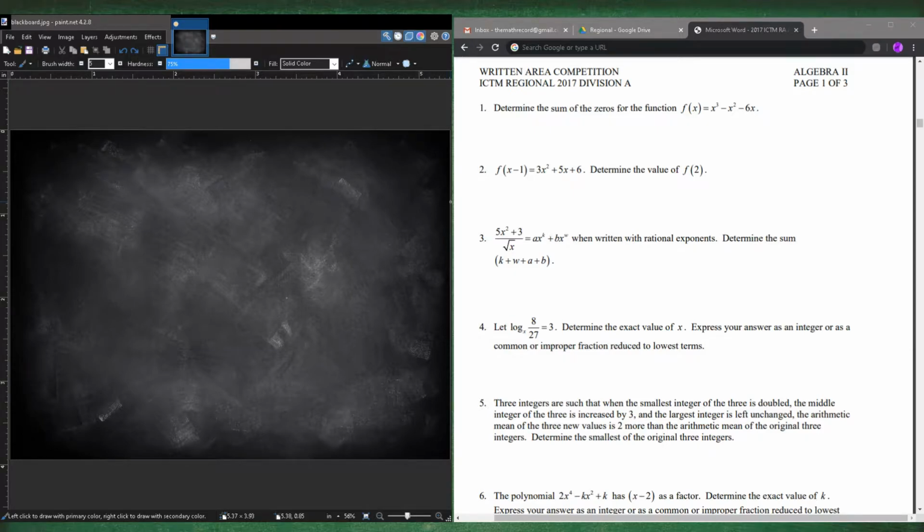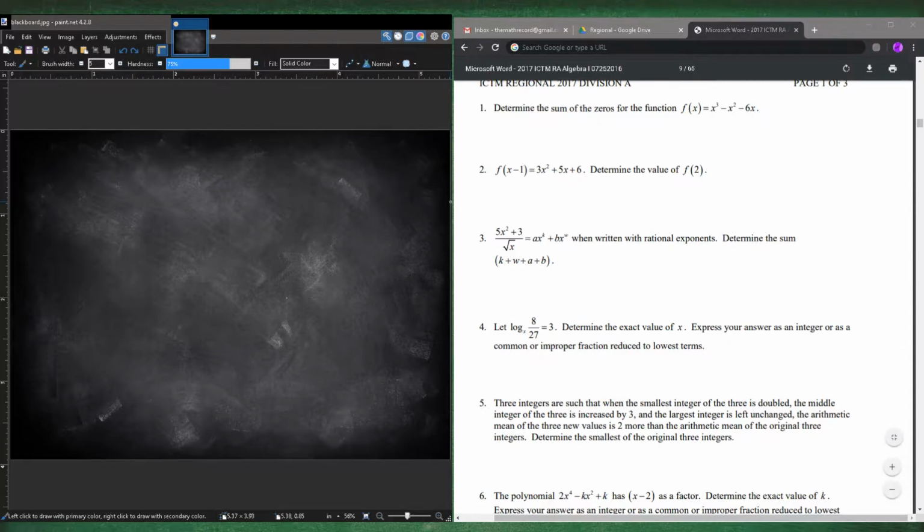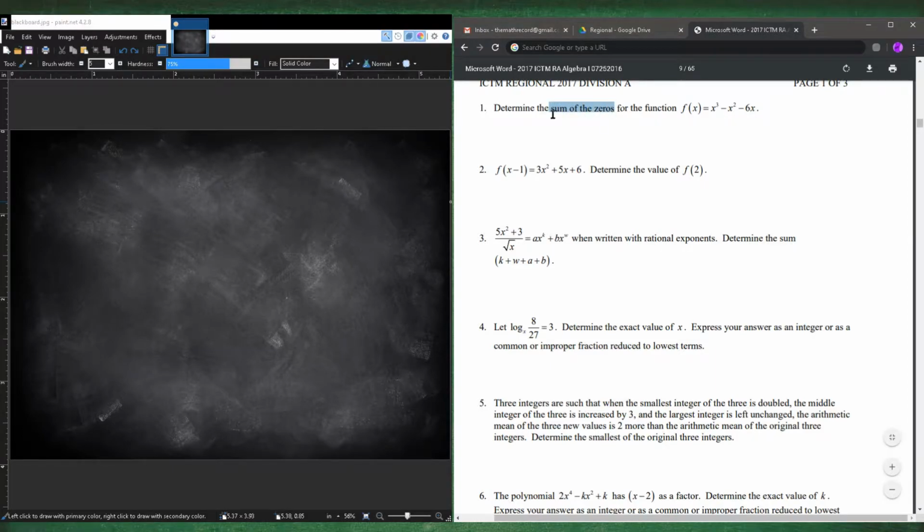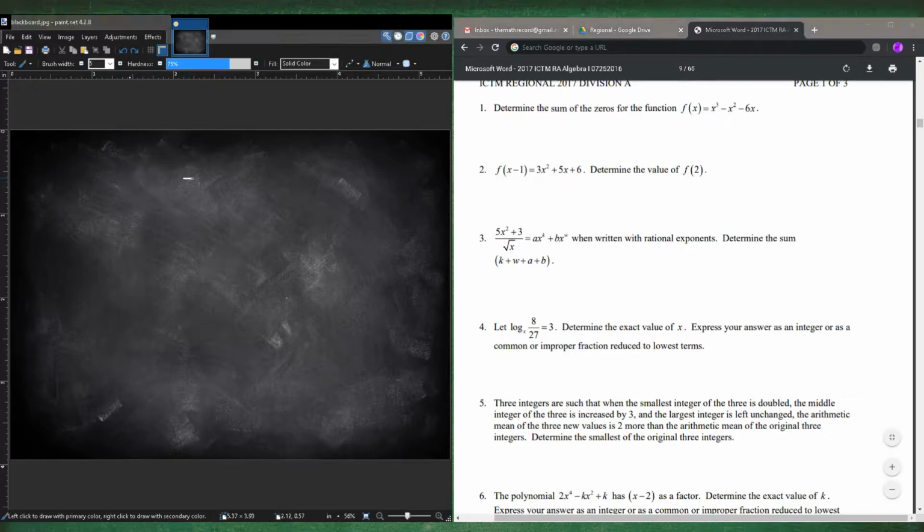Okay, number 1. Determine the sum of the zeros for the function f of x is equal to x cubed minus x squared minus 6x. Since the question says determine the sum of the zeros, the sum of the zeros is basically the coefficient of the second highest term. The highest term is x cubed, so the next highest term is x squared. The coefficient is -1. Whatever that coefficient is, multiply it by -1, and that will be the sum of your zeros. So -1 times -1 is 1. So your answer for number 1 is 1.